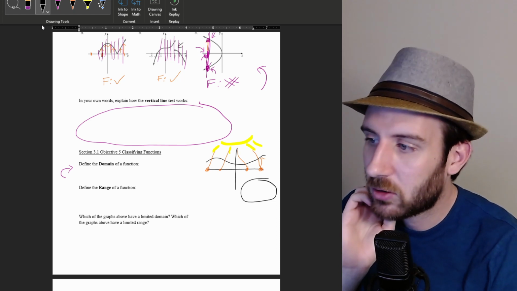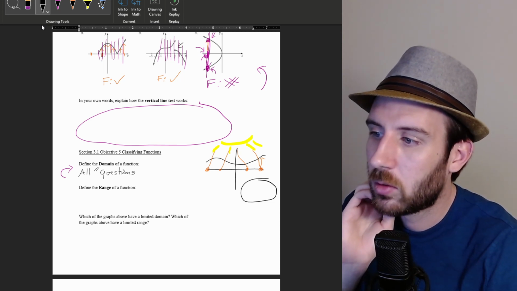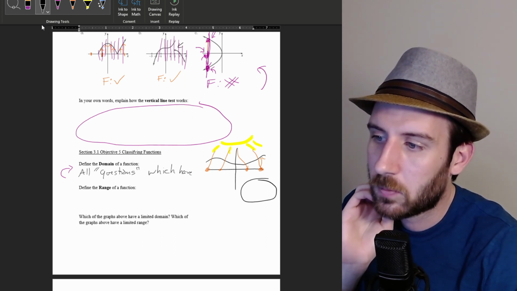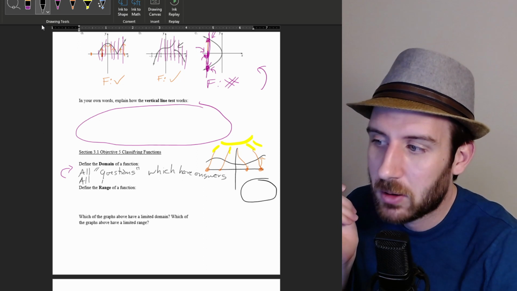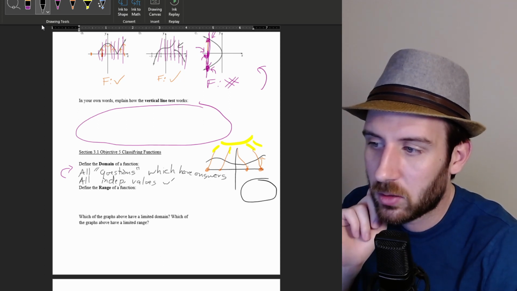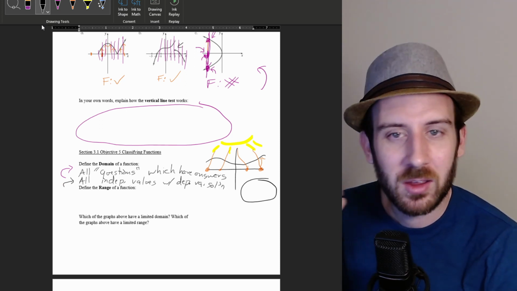But define the domain of a function. It's all questions which get an answer. Now we can make this a little bit better. Instead of questions, we'll say it's all independent variables with dependent variable solutions.